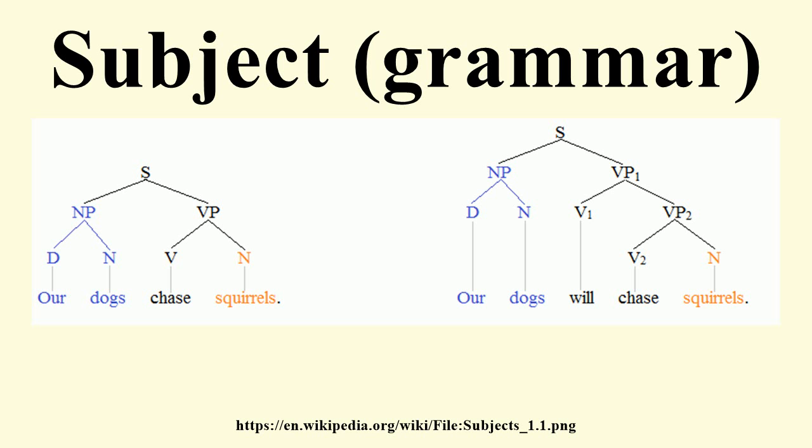A. Tom is studying chemistry. The 3 criteria agree identifying Tom as the subject. B. Is Tom studying chemistry? The first and the third criteria identify Tom as the subject. C. Chemistry is being studied. The first and the second criteria identify chemistry as the subject. In the first sentence, all 3 criteria combine to identify Tom as the subject.